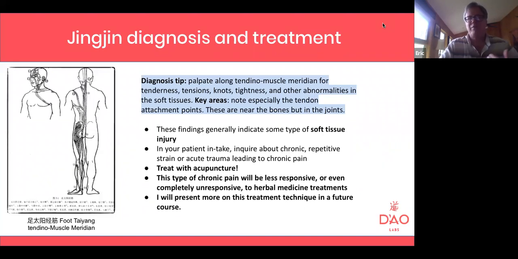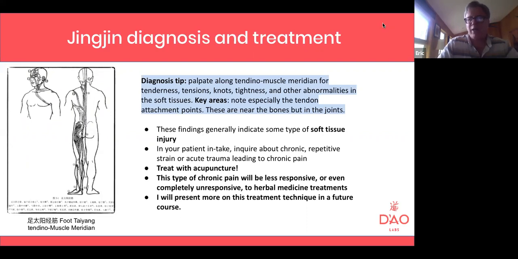The combination of that history together with your findings, your palpation, your clinical findings will be the key to identifying if this is a soft tissue injury. Now, in addition to chronic repetitive strain, another classic presentation would be an acute trauma. So think of something like whiplash from a car accident.